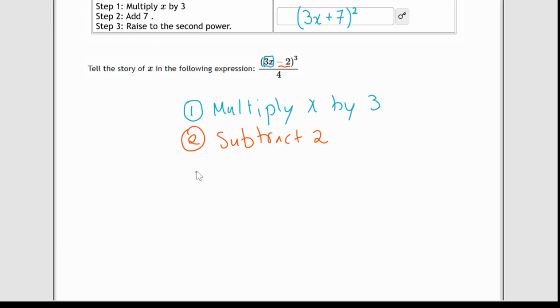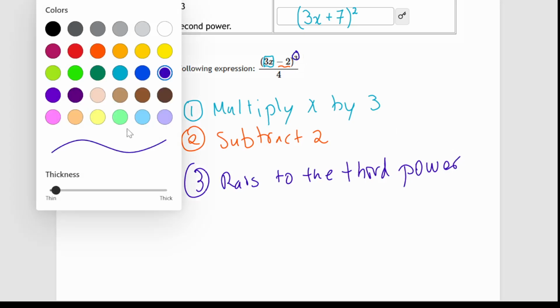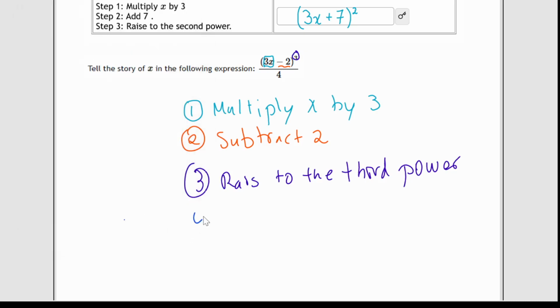Then, according to this order of operations, we would now do the operation that's just on the outside of the parentheses, which is raise to the third power. That covers the exponent of 3 there. And then finally, as a last step, we will divide by 4. Equivalently, you could have said multiply by 1/4. And again, there are synonyms for all of these operations.